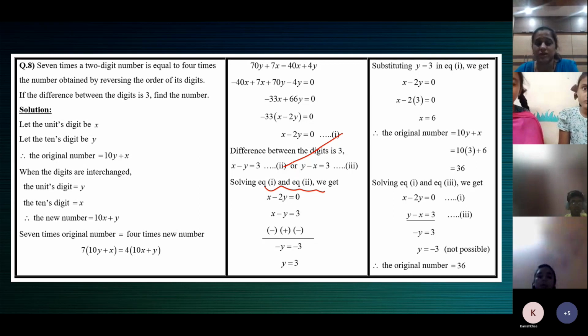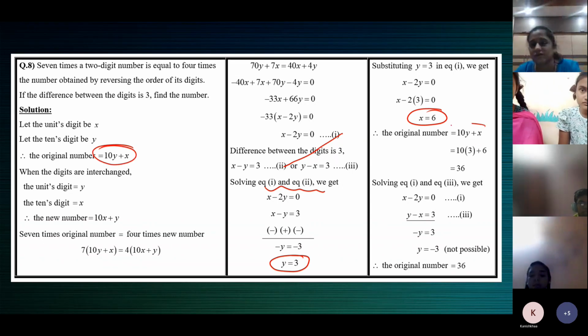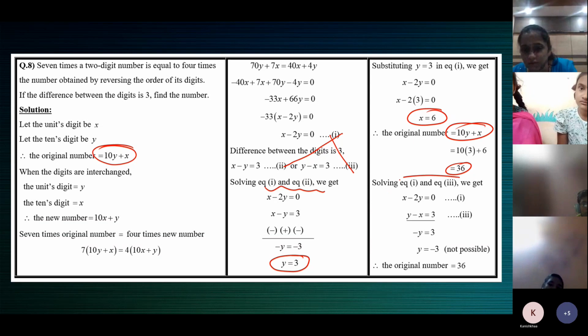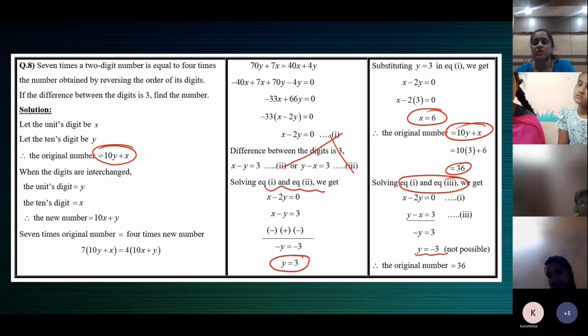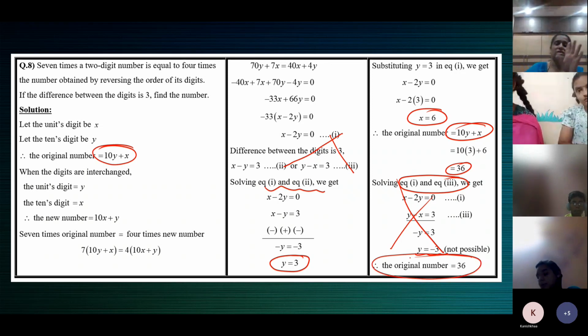When you solve 1 and 2, we get y is 3, we get x is 6. And so the original number is 10y plus x, which is 36. When you solve 1 and 3, what happens? We get y is minus 3. A digit cannot be negative. A digit cannot be negative. So that's all. Don't proceed. Ignore this. So the original number is 36. Done. Only one answer here. The original number is 36.